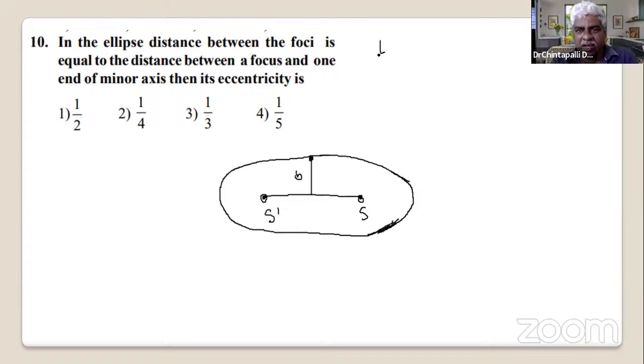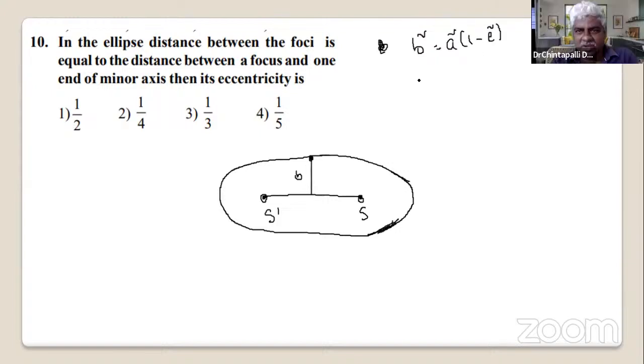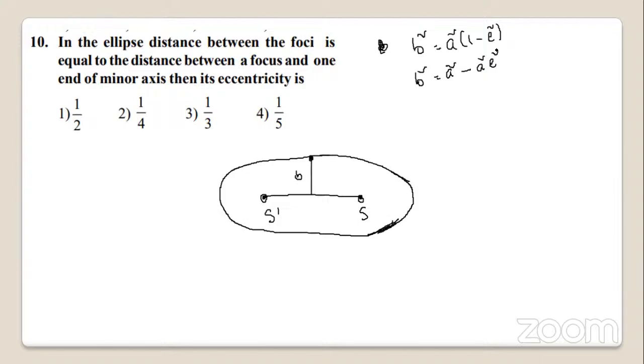And I asked you to remember one formula. It is the most useful formula in ellipse. That is b square is equal to a square times 1 minus e square. Very good. That means b square is equal to a square minus a square e square. Got it?